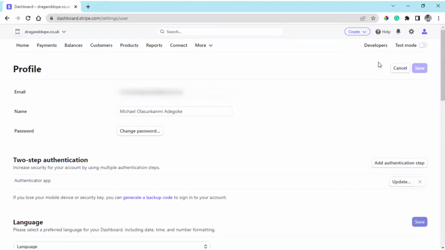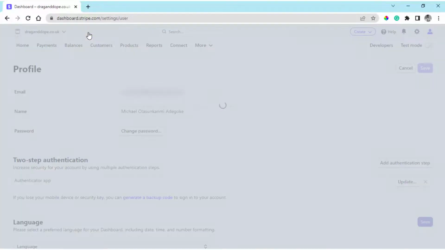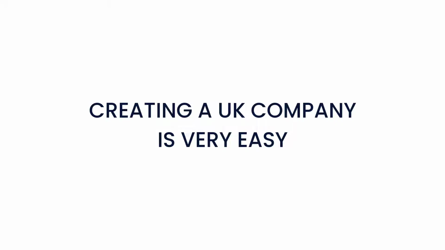So this is my own dashboard. This is my Stripe account. You can see it's active, and I received funds through it, and I've cashed out the funds to my Nigerian account. So this is very possible. And creating your UK company from Nigeria is also very easy.